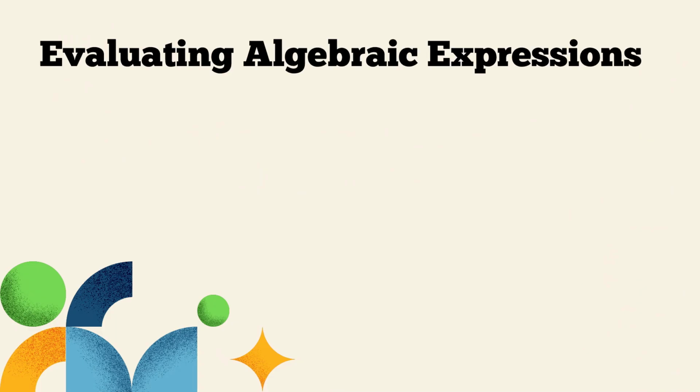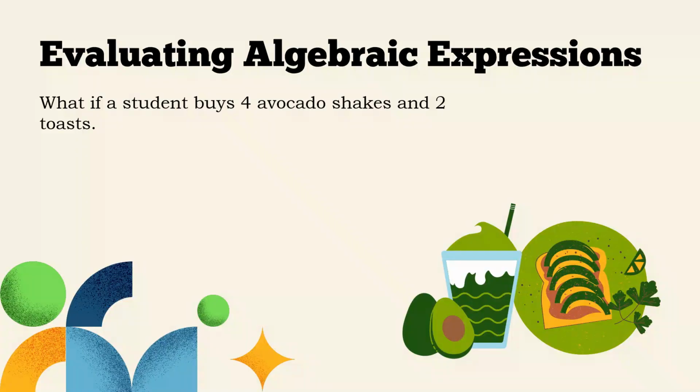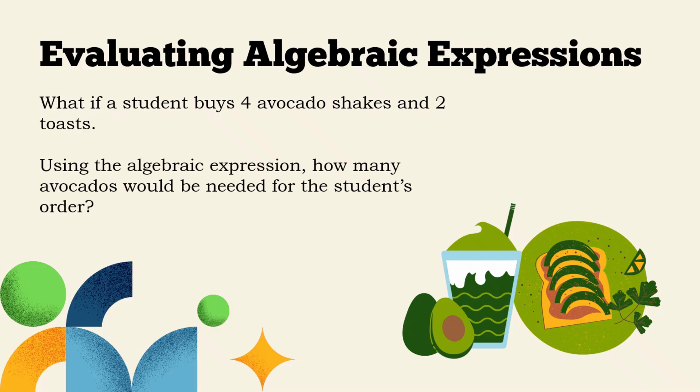Next, we'll move on to evaluating algebraic expressions. Here, you'll learn how to substitute given values for variables and use the order of operations to find the final value of an expression. What if a student buys 4 avocado shakes and 2 toasts? Using the algebraic expression, how many avocados would be needed for the student's order?